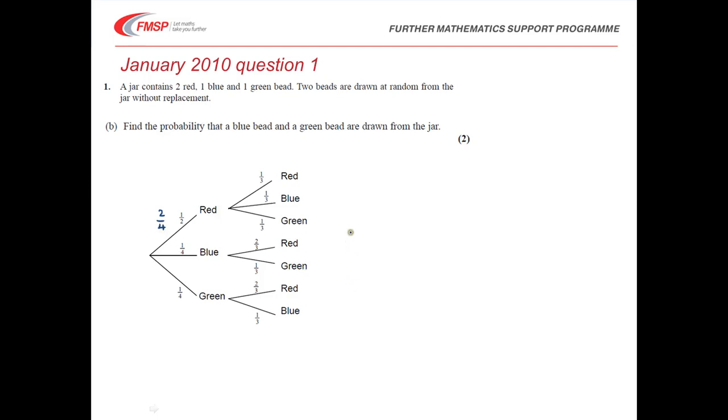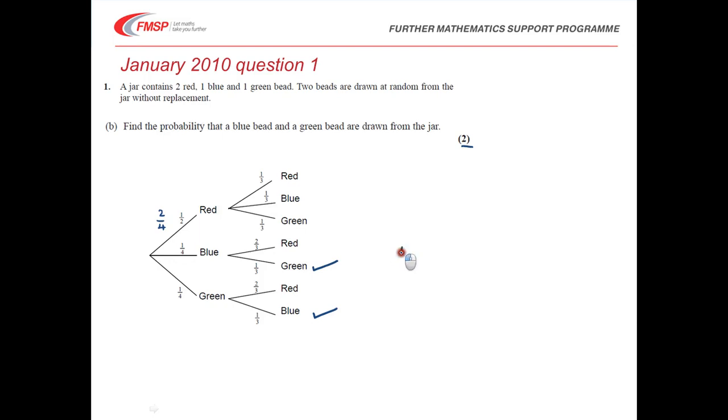So it says, find the probability that a blue bead and a green bead are drawn. Now it doesn't say that the order is important, so either way is fine. So blue and a green is that outcome, or I could equally get a green and a blue, which is this outcome. So this is worth 2 marks, as we can see, 1 for demonstrating both of those probabilities and adding them together, and then your accuracy mark is for actually getting the correct answer.